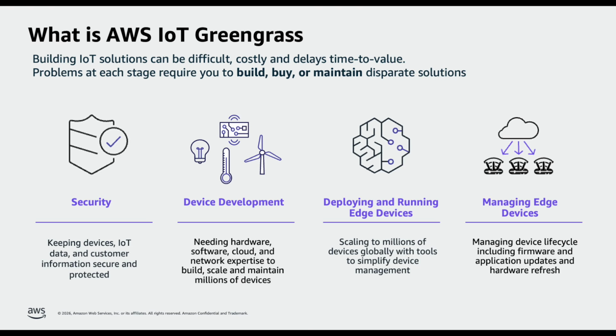Two, security and device protection. Keeping devices, IoT data, and customer information secure and protected from threats to minimize customer issues, securing data in transit and at rest. Three, managing and scaling large fleets. Ability to scale to millions of devices globally with tools to simplify device management and analyze operational data. And four, deploying connected devices. Building, scaling, and maintaining an infrastructure to securely ingest, store, and maintain millions of devices with IoT Greengrass.